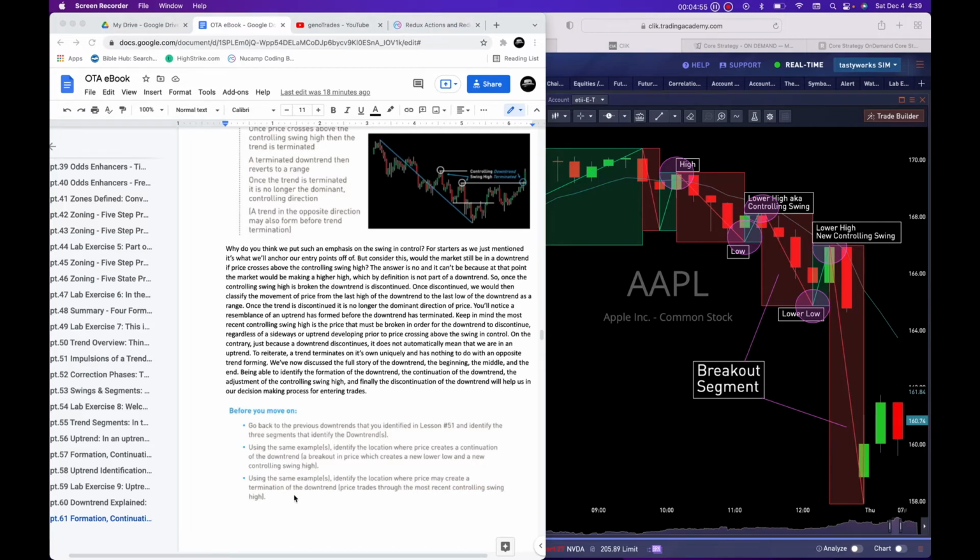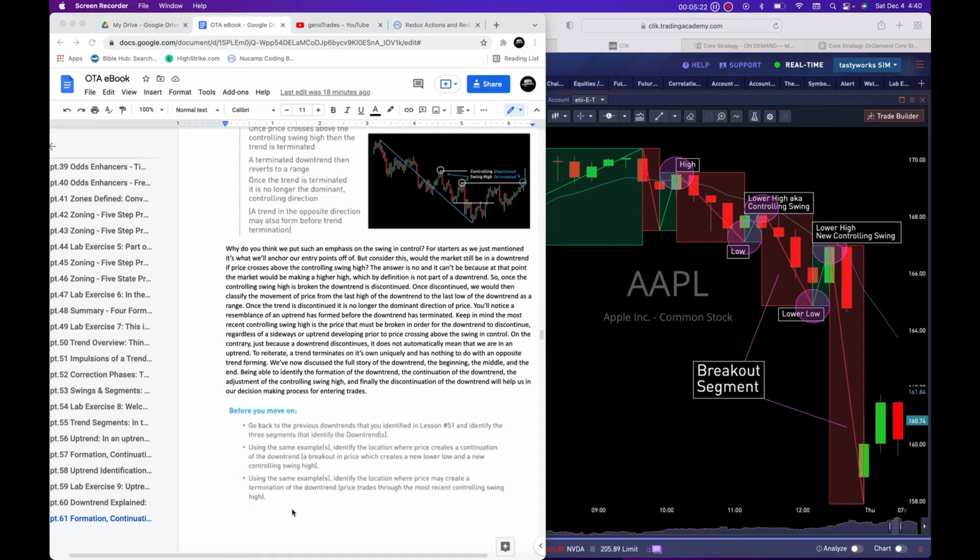Before you move on, go back to the downtrends that you identified in the previous lesson and identify the 3 segments that create the downtrend. Using the same example, identify the location where price creates a continuation of the downtrend, which is a breakout in price, creating a new lower low and a new controlling swing high.